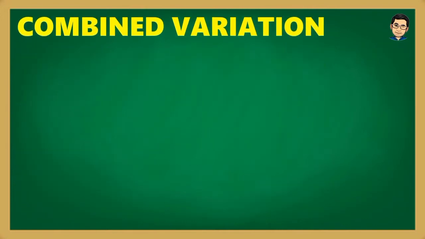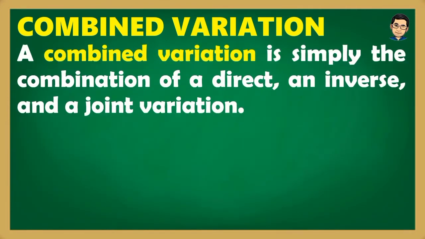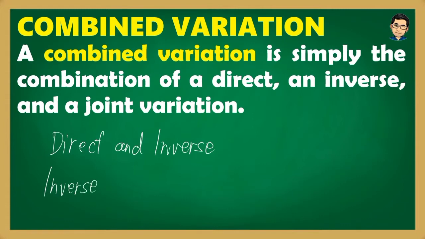So let's have combined variation. A combined variation is simply the combination of a direct and inverse and a joint variation. So, yung mga variations na pwede natin i-combine dito, direct, tsaka inverse. What else? Inverse, tsaka joint.